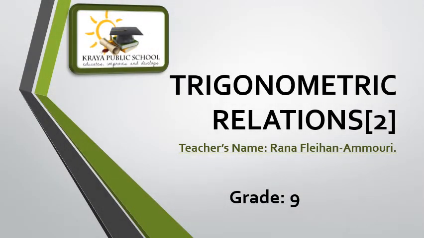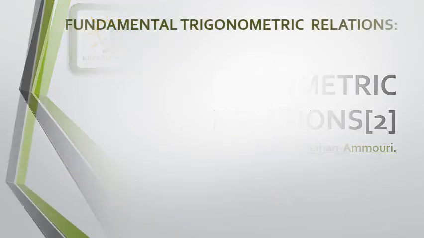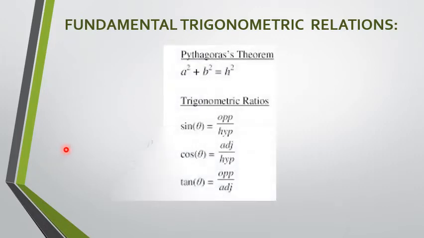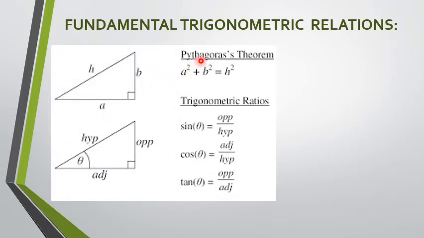Today we're going to complete our lesson on trigonometric relations in its second part. First, we're going to recall the rules we have studied before. The Pythagoras theorem, we have used it a lot in our lesson. It says that in any right triangle, the sum of the squares of the two sides A and B is equal to the square of the hypotenuse.